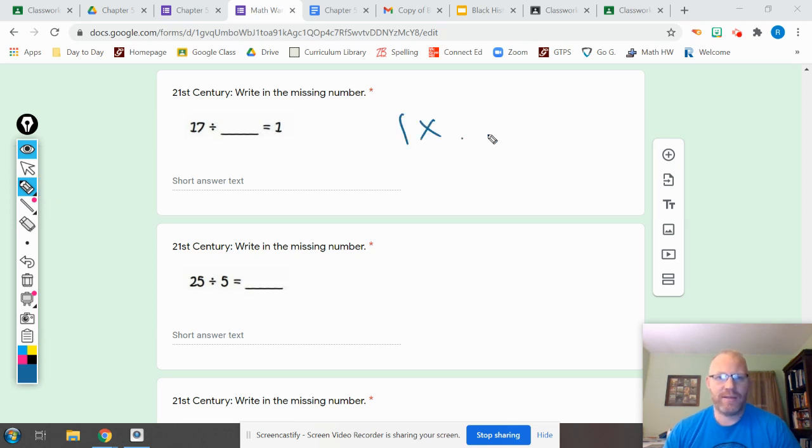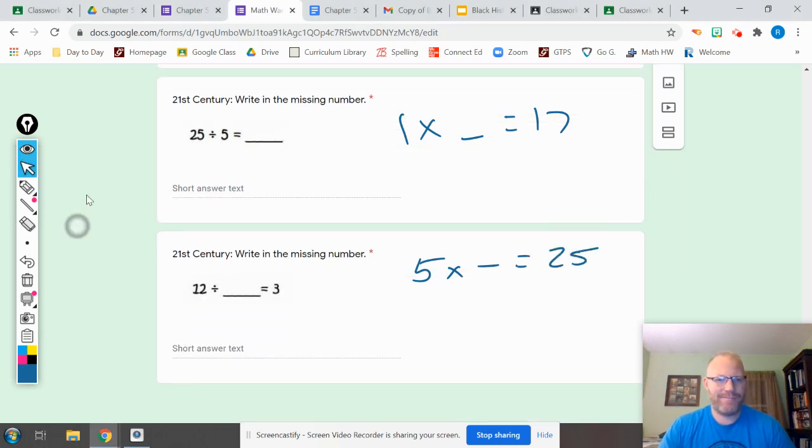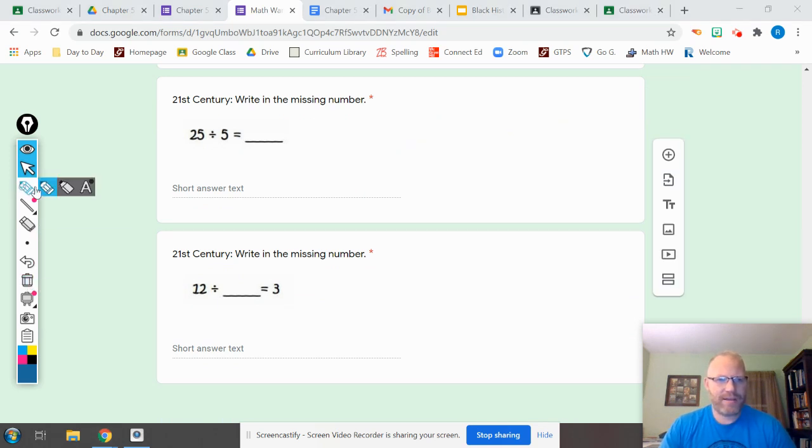Here we have 1 times something equals 17. You might say, I don't know my 17s. You do know your ones, and look at the pattern of ones. You'll figure it out. 5 times something equals 25. What is it? And the last one, 3 times something equals 12.